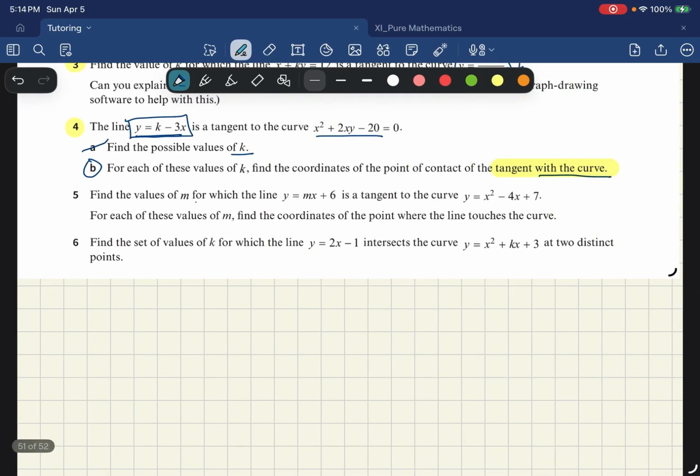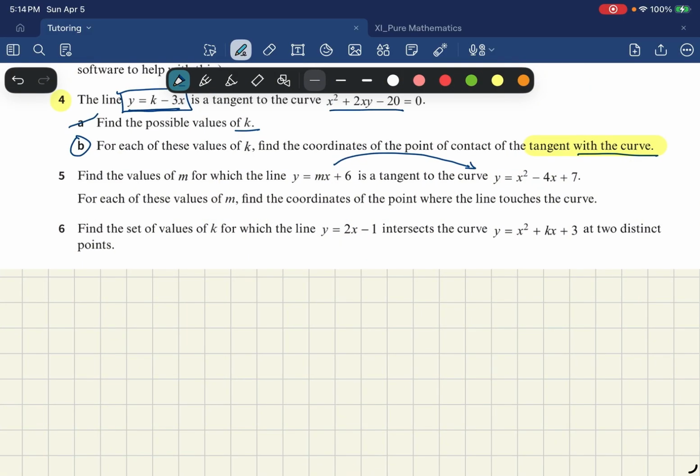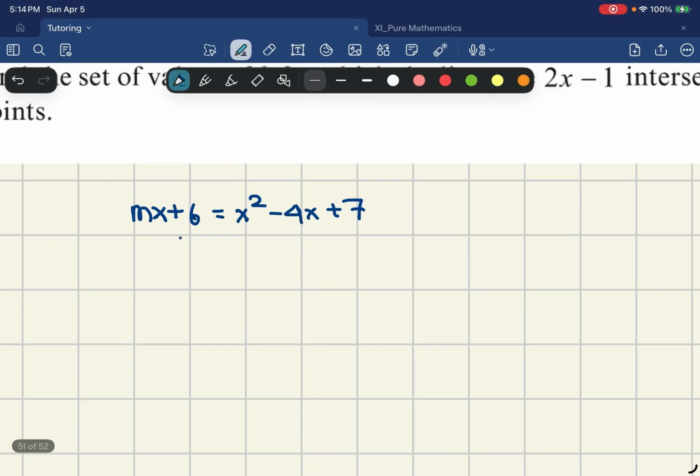Find the values of m for which this line is a tangent to this curve. So we just want to substitute the value of y into this curve, right? mx plus 6 is equal to x squared minus 4x plus 7. And we can take both terms to my right hand side. So I will get x squared minus 4x minus mx, 6 minus 6, so plus 7 minus 6 is just plus 1 equals to 0.